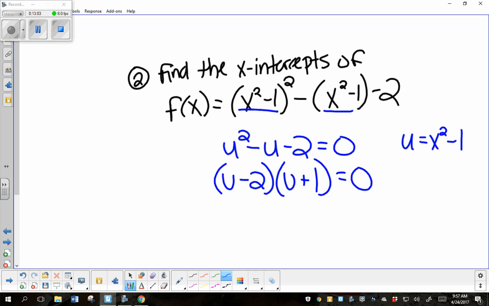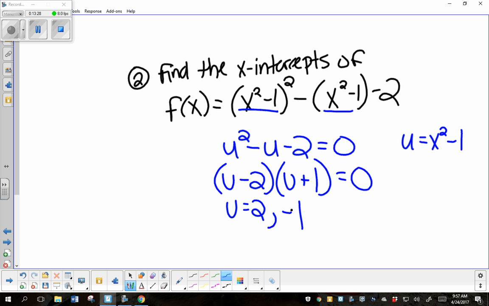No, you guys said AC method. You don't have to do AC method. That would take so much longer. So what are my two things that u equals? -1 and +2. +2 would make this equal 0, right? So u equals 2. -1 plus 1 would make this equal 0. So u equals 2 and -1.